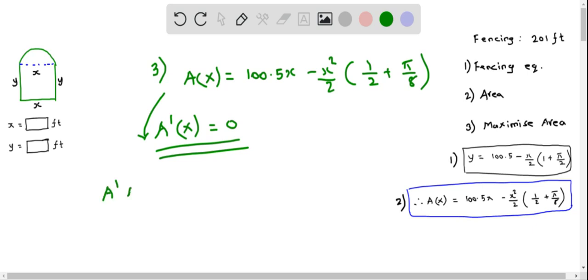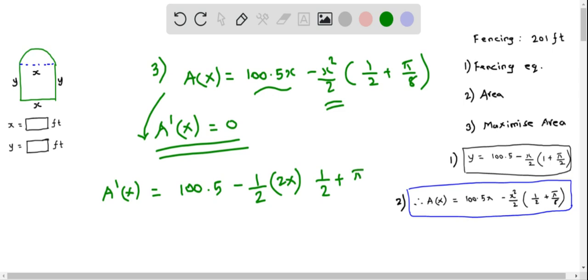So I write down A prime of x by finding the derivative of this area function. Here 100.5x, its derivative is 100.5, and then we have negative x squared by 2 times 1 by 2 plus pi by 8. If we find this derivative, we can write this as negative 1 by 2 times the derivative of x squared, which is 2x, and then times 1 by 2 plus pi by 8.